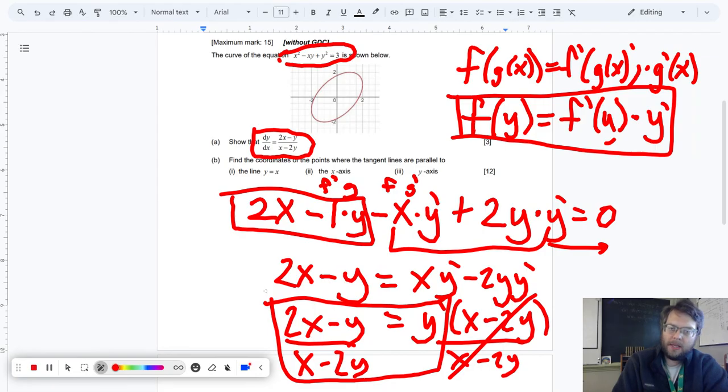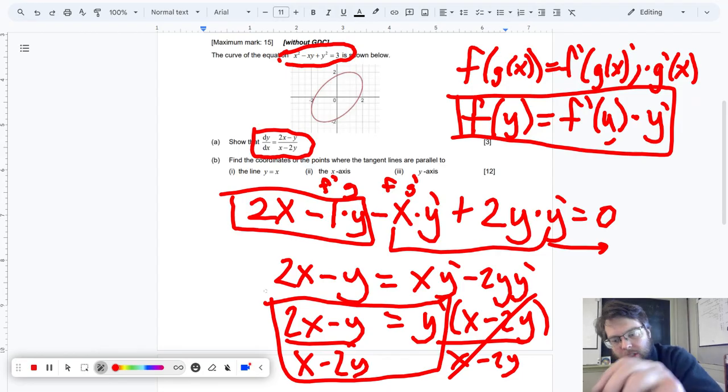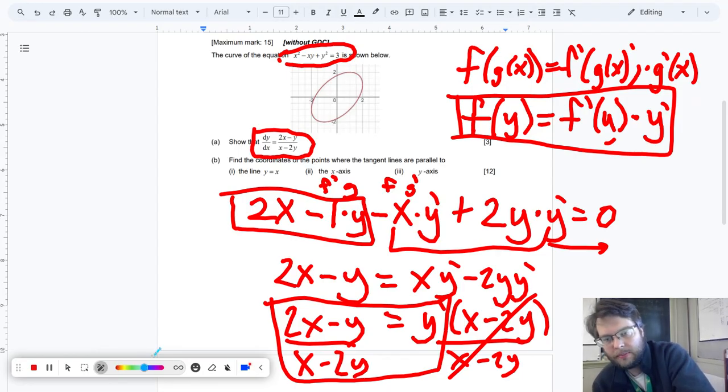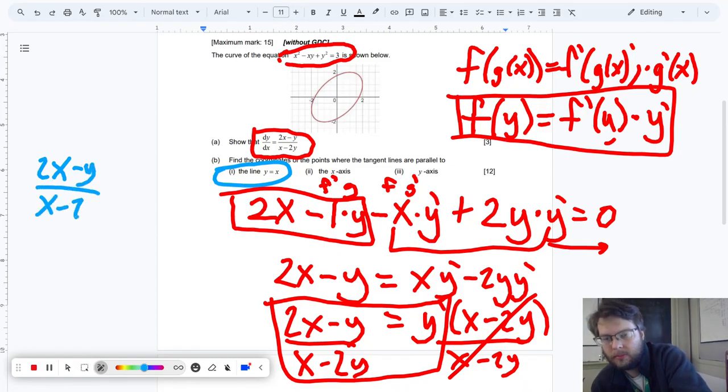Okay, and on part B, find the coordinates of the points where the tangent lines are parallel to this, that, and the other thing. On each of those, you need to think about what does y prime tell you and what does it mean to be parallel to a tangent line. Well, y prime tells you the slope of the tangent line. So if I want to be parallel to the line y equals x, I want my slope to equal 1. In other words, I want my slope, which has a crazy formula, this is my slope, and I want it to be equal to 1.